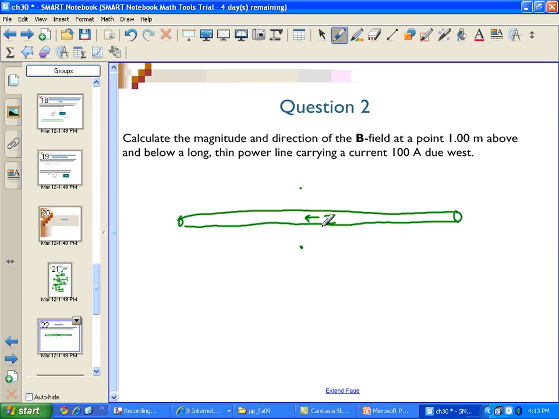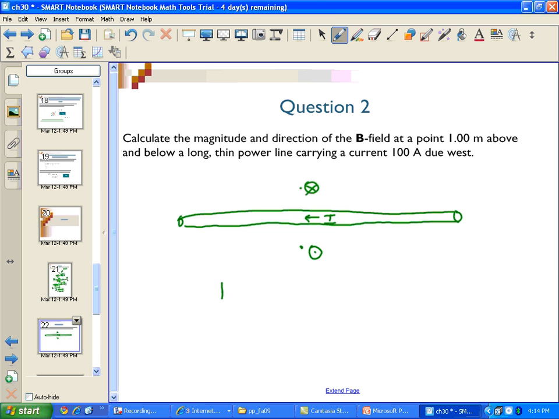Now, if we use the right-hand rule, what we find is that we have a current that in this case points in the negative i hat direction. Our r hat points in the positive i hat direction, and so what we get is a magnetic field above that points in the minus k hat direction and below in the positive k hat direction.